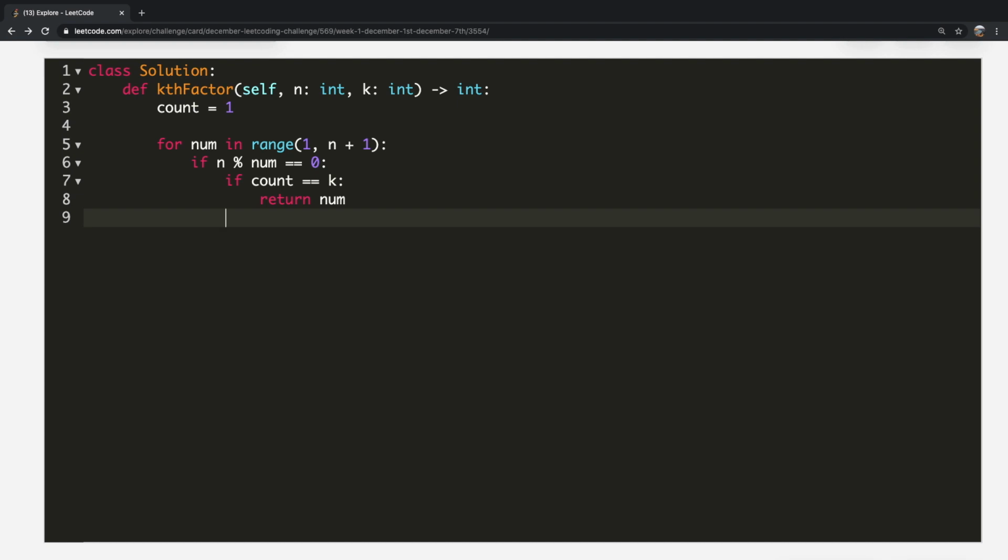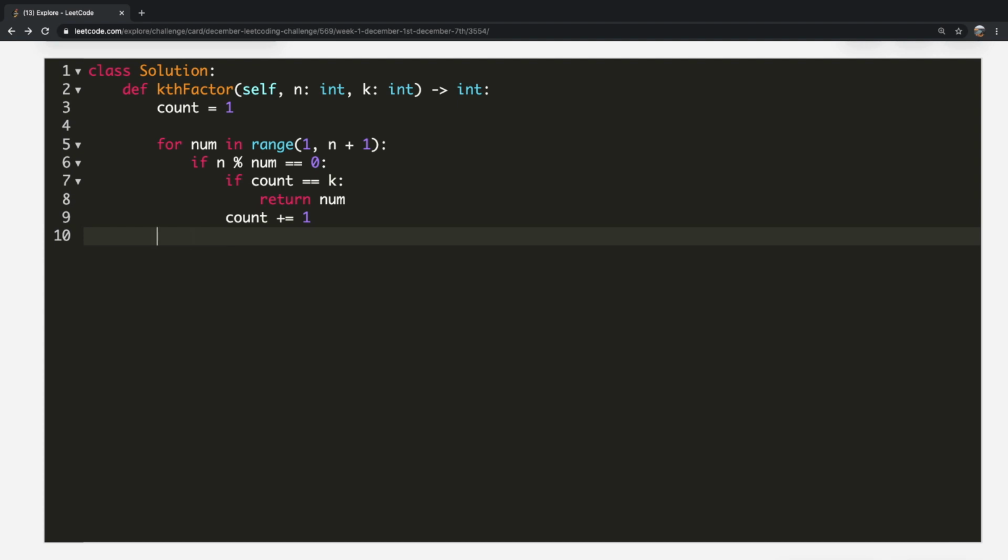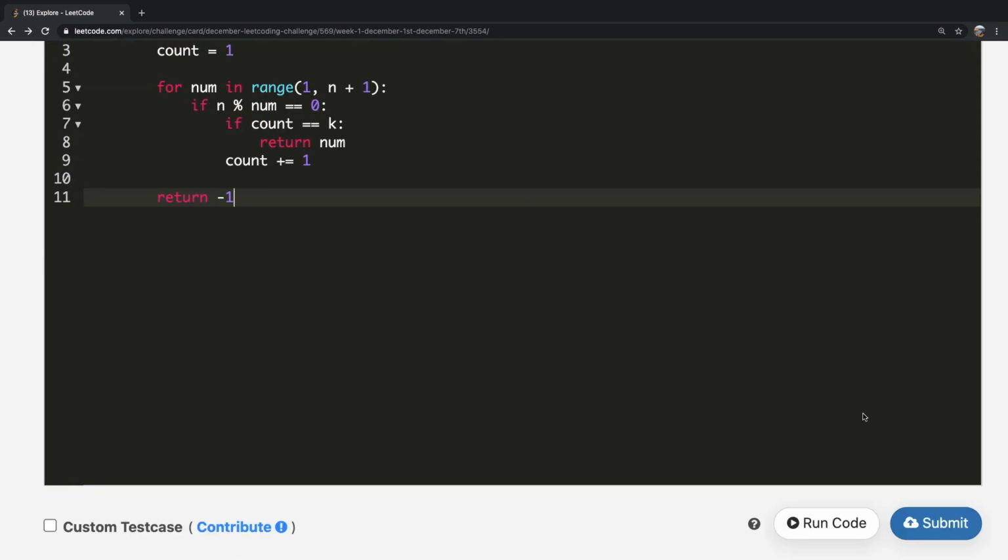Now, if that's not the case, so if we do have a factor, but our count is not equal to k, then all we're going to do is increase our count by 1. And we're going to keep going through inside of this for loop. There might be a point where we never even go inside of this, right? So our k value must be greater than our count. In that case, outside of the for loop, we're going to return -1.